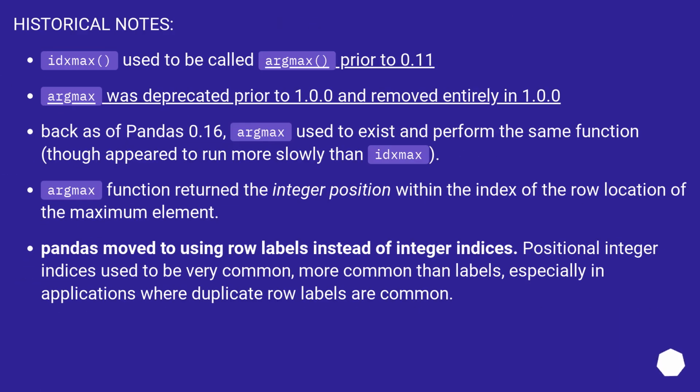Historical notes. idxmax used to be called argmax prior to 0.11. argmax was deprecated prior to 1.0.0 and removed entirely in 1.0.0. Back as of pandas 0.16, argmax used to exist and perform the same function, though it appeared to run more slowly than idxmax. The argmax function returned the integer position within the index of the row location of the maximum element. Pandas moved to using row labels instead of integer indices. Positional integer indices used to be very common, more common than labels, especially in applications where duplicate row labels are common.